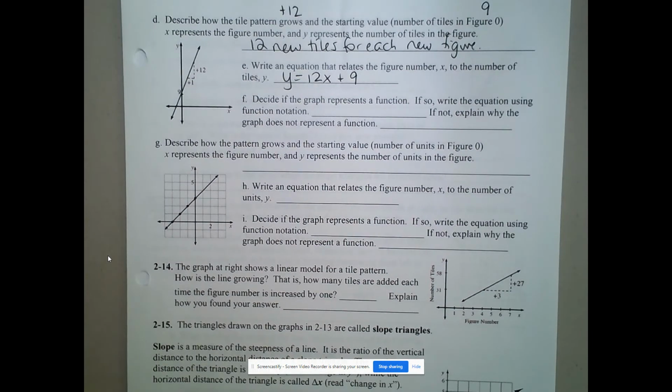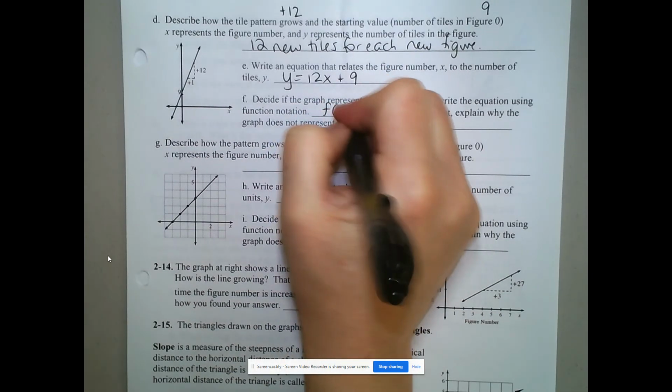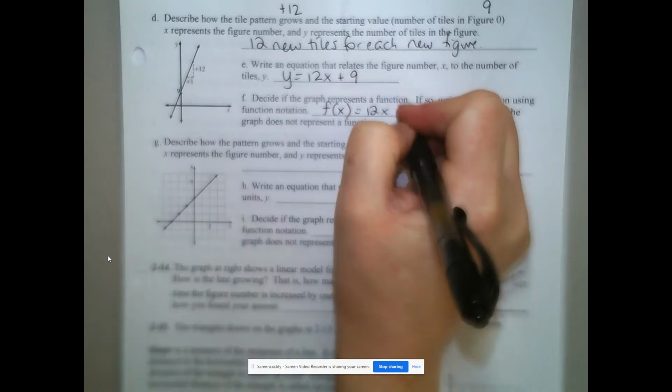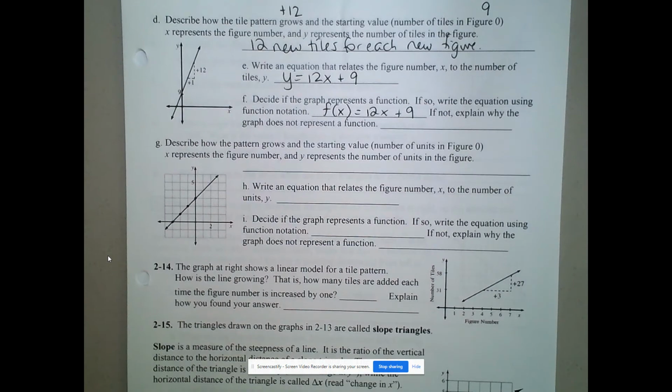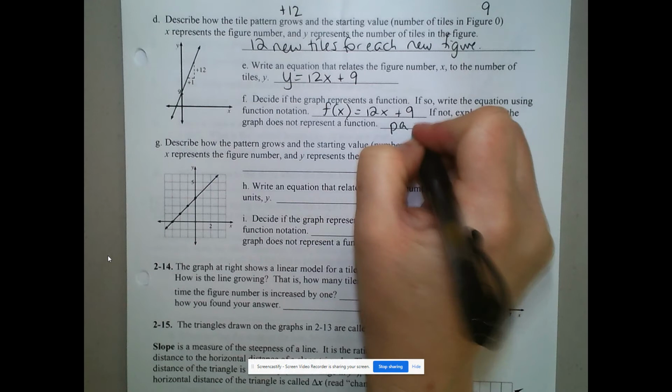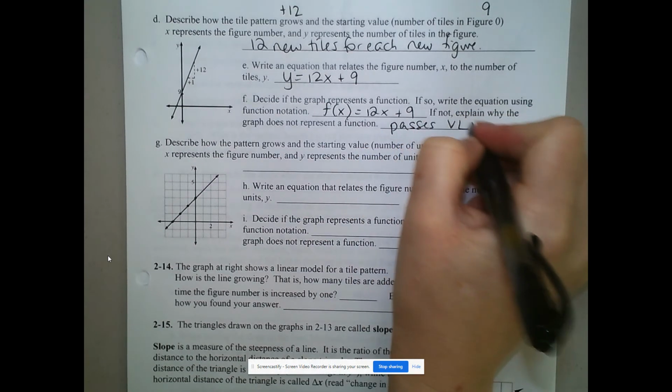Describe if it represents a function. Sure, it passes the vertical line test, linear. It's not vertical itself. So we would do function notation, f of x equals 12x plus 9. That tells the reader it is a function and it passes the vertical line test.